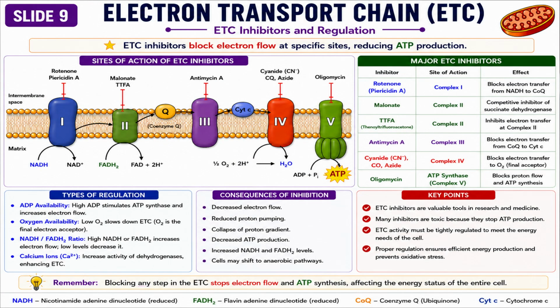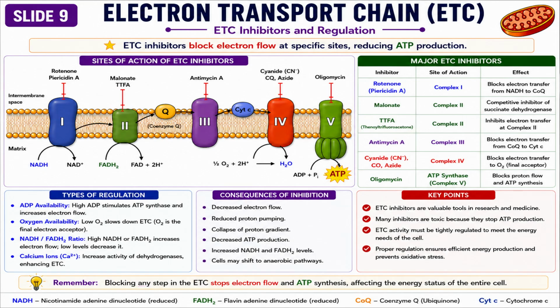Electron Transport Chain, ETC, inhibitors and regulation. The Electron Transport Chain, ETC, is the final stage of aerobic cellular respiration and occurs in the inner mitochondrial membrane. Electrons from NADH enter through complex 1, while electrons from FADH₂ enter through complex 2. Electrons are transferred to coenzyme Q, CoQ, then to complex 3, cytochrome C, and finally complex 4.